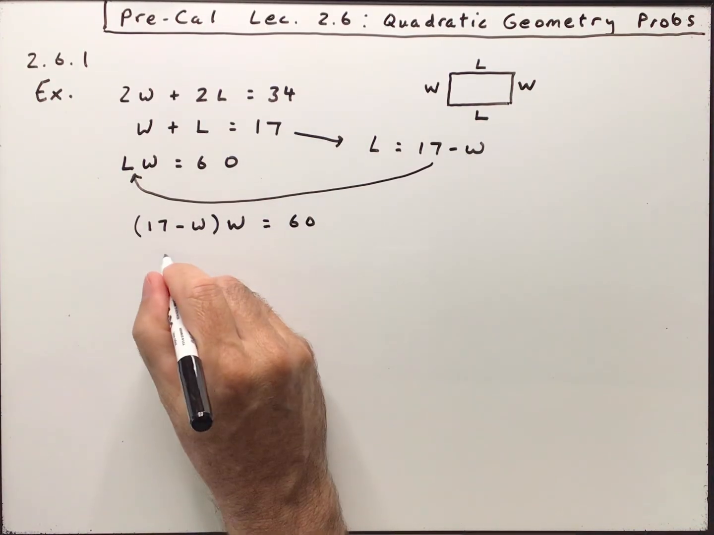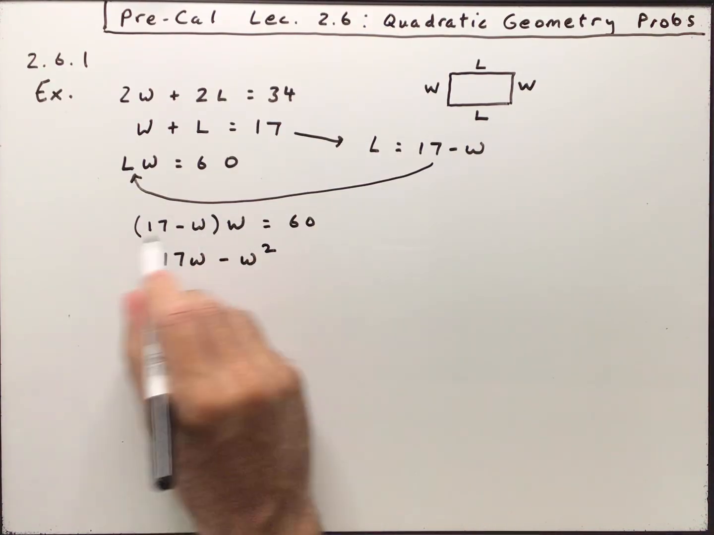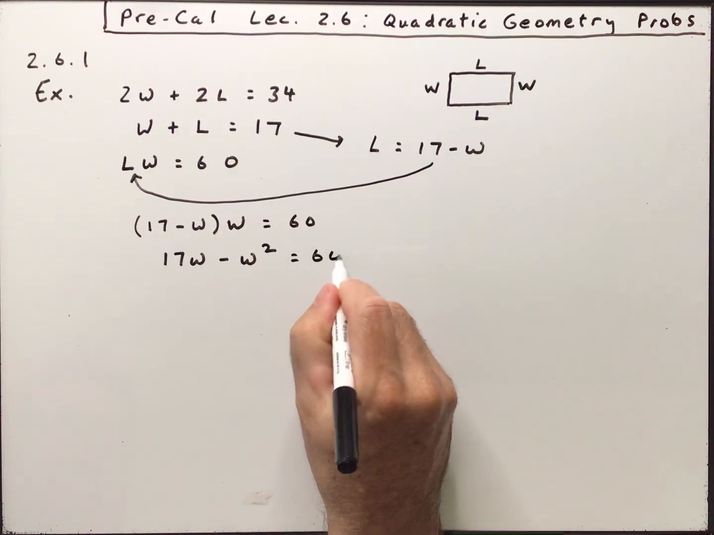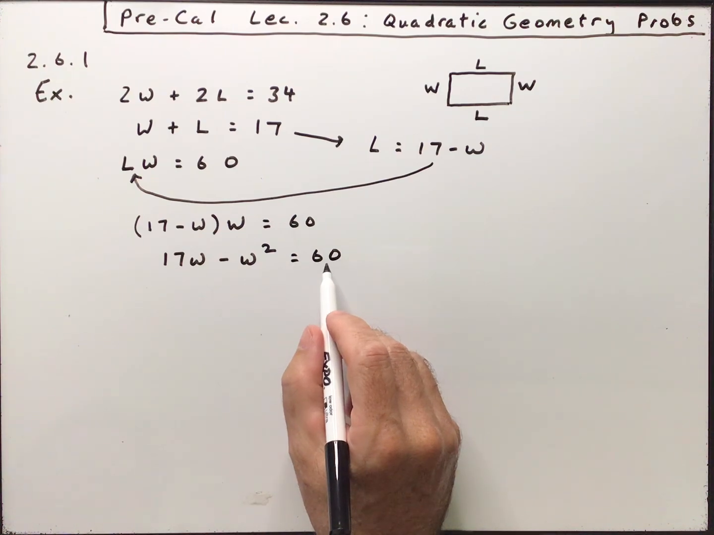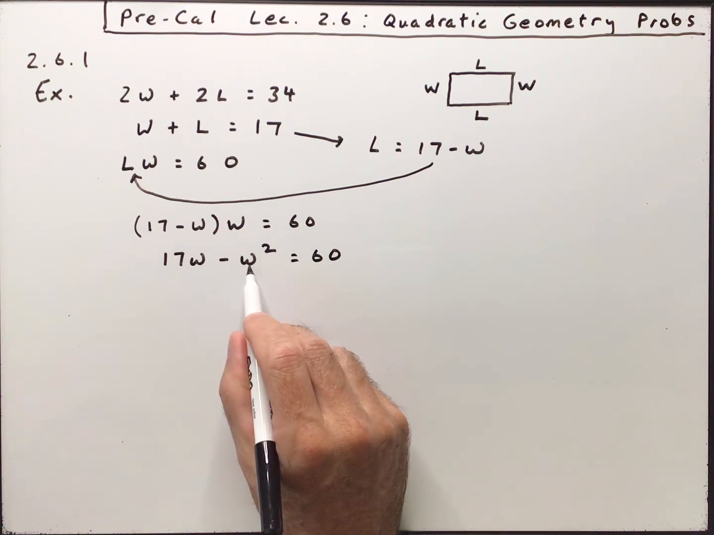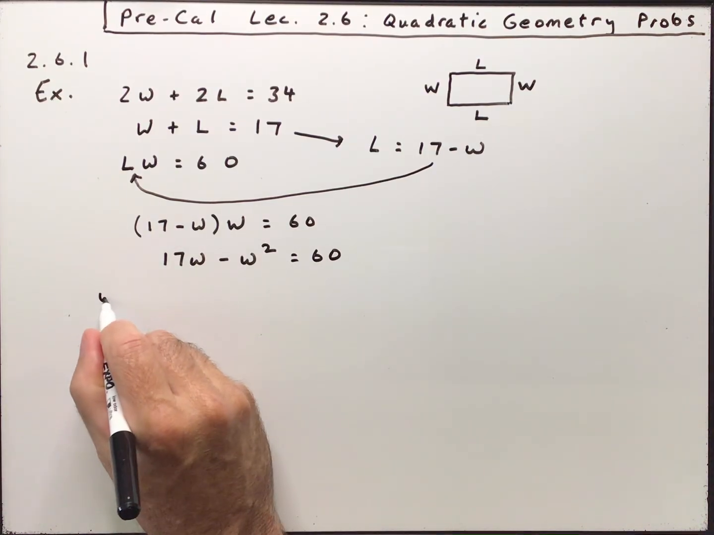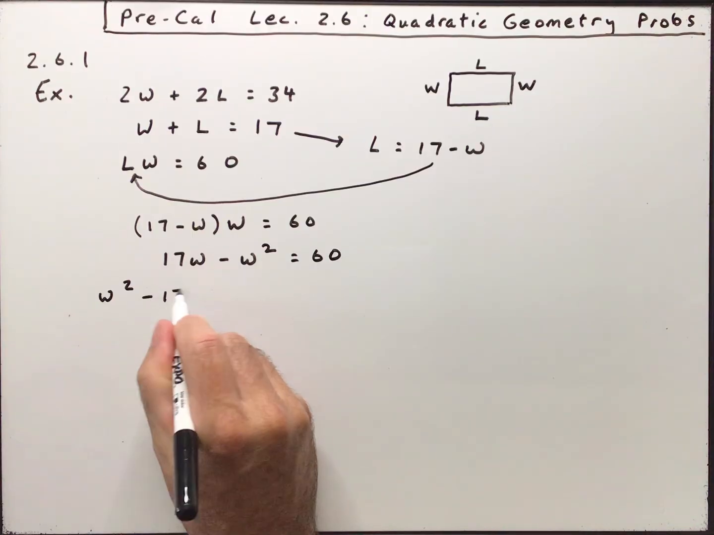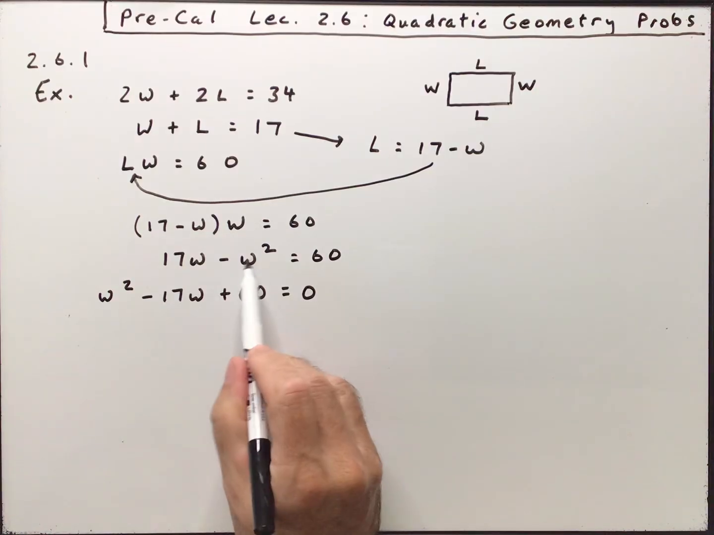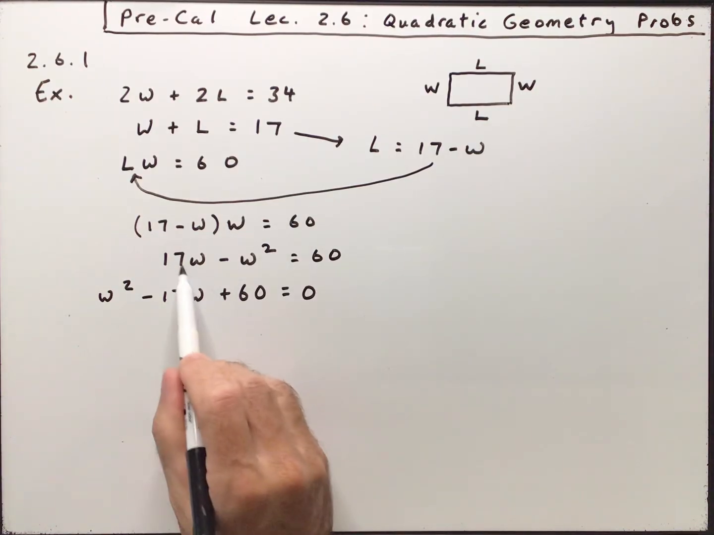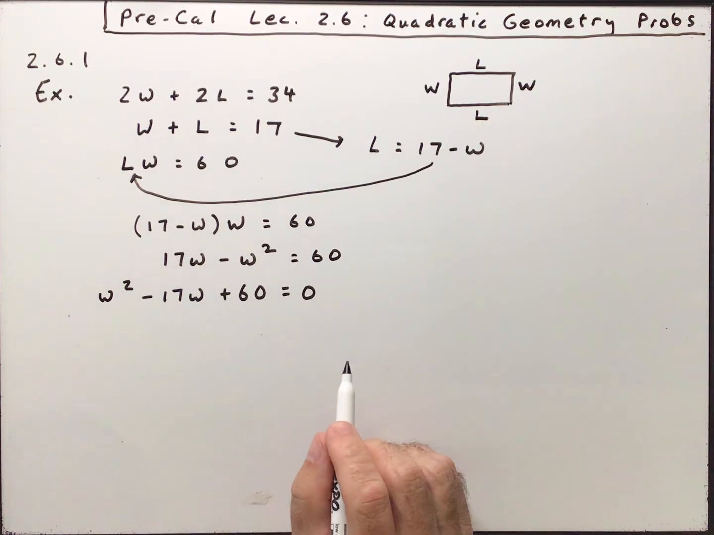So let's distribute the W. It has 17W minus W squared, when I distribute that W, is equal to 60. So let's get everything on one side, set it equal to 0 so that we can solve it. So if I moved the W squared over to the right and the 17W over to the right, I would have W squared minus 17W plus 60 is equal to 0. So I just moved that W squared over to the right, made it positive, moved the 17W over to the right, made it negative, and then set all that equal to 0.